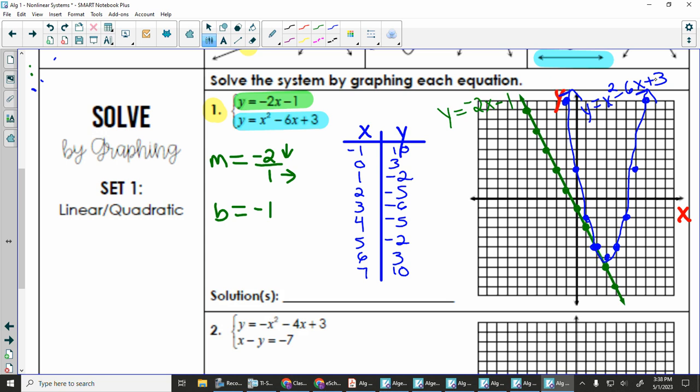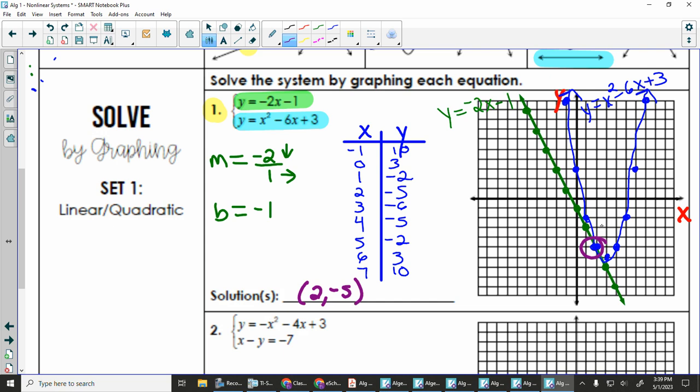Okay. Now you can see that our blue graph hits our green graph in one spot, right there. You noticed that as we were plotting it, I plotted that blue dot right on top of my green line. So all we have to do is state the coordinates of that point. And if you look at that point circled in the purple, that is the point (2, -5). So that would be my solution. And this particular set of graphs would only have one solution because they only touched each other one time.